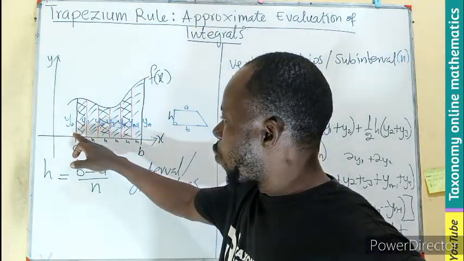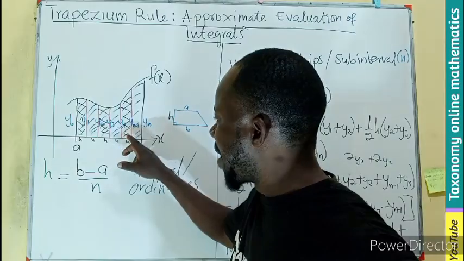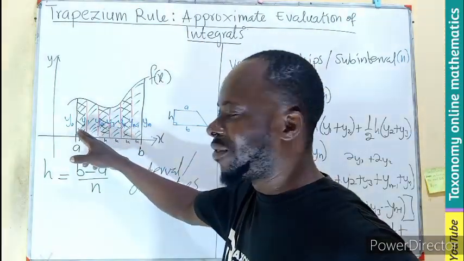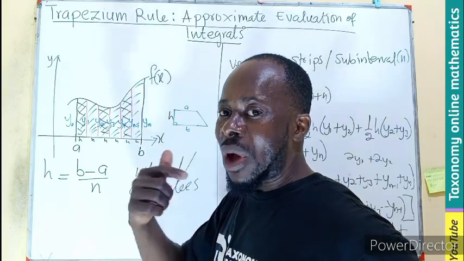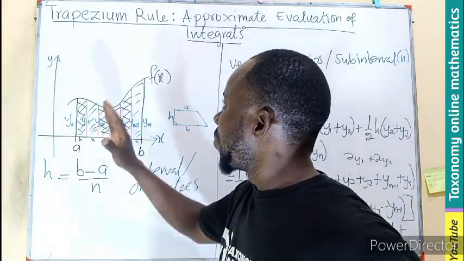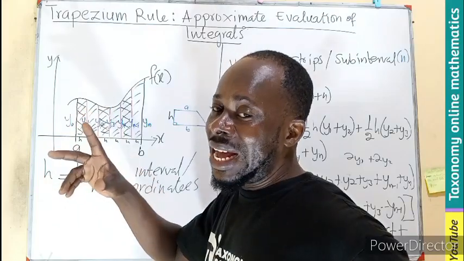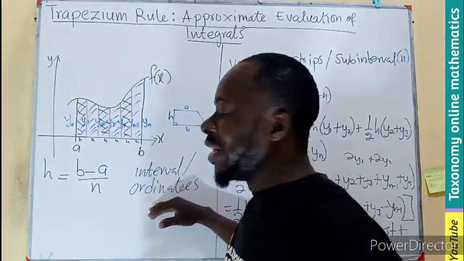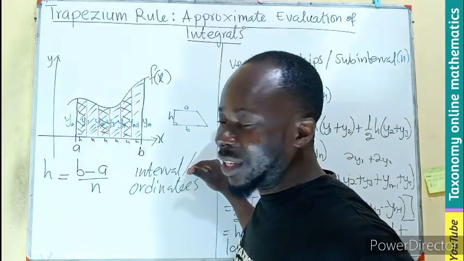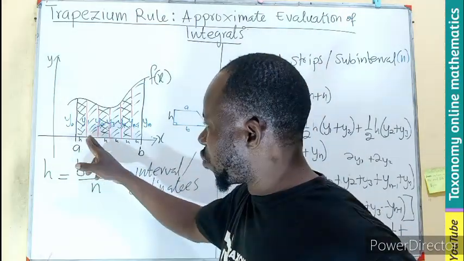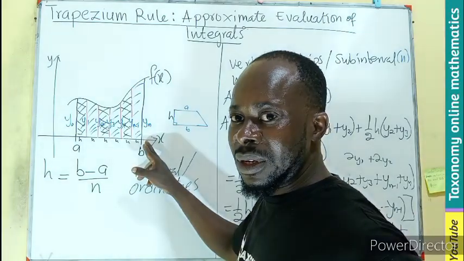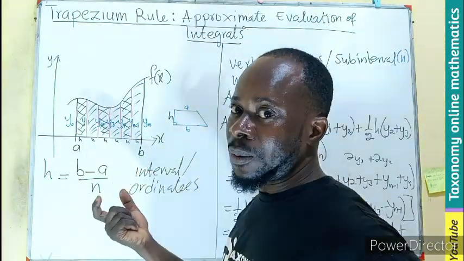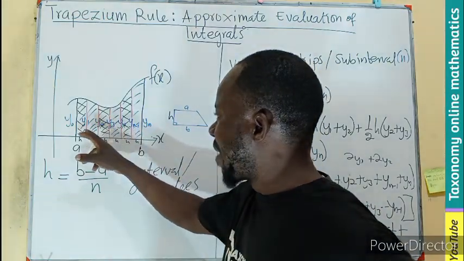So the ordinate or the interval is different from the sub-interval. You can see that there are 1, 2, 3, 4, 5, 6, 7 lines, but the stripes will be 1, 2, 3, 4, 5, 6. So if a question says, find the approximate value under the curve with 7 or 10 or 8 ordinates, 8 intervals, it means they are saying the interval is from 1, 2, 3, 4, 5, 6, 7. But remember that if you have the interval, you will not have 7 stripes. You'll be having 1, 2, 3, 4, 5, 6.